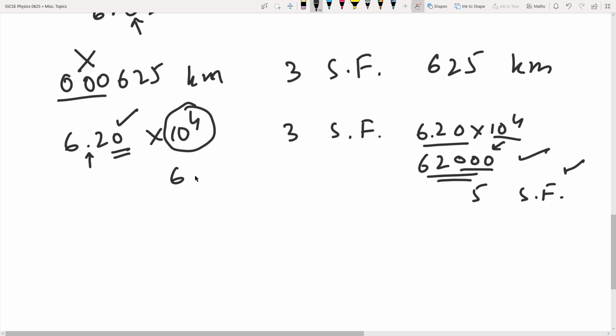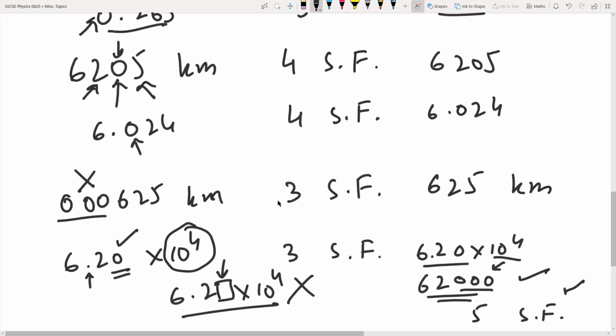You cannot write this as 6.2 times 10 to the power 4. It would be considered wrong by the examiner because you omitted a significant figure over here, which was the 0, right? So do not omit this. It would be considered wrong.